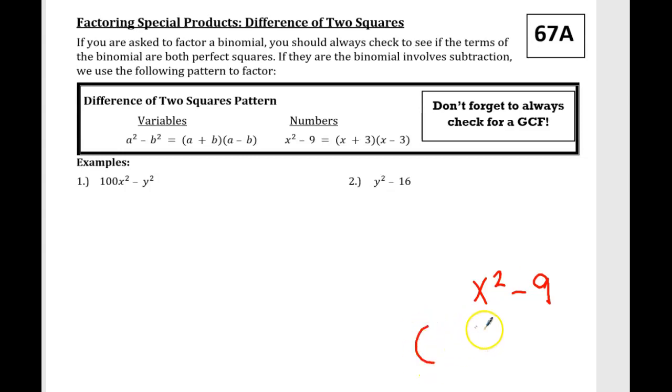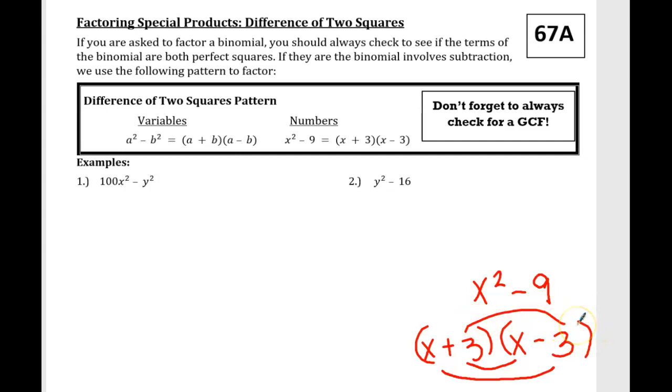So I can then take x squared minus 9 and factor it into x plus 3 and x minus 3. Notice you have the square root of x squared, which is x. That's your first term in each binomial. And then you have the square root of 9, which is 3. So you're adding 3 and you're subtracting 3. If you FOILed it, you'd have x times x is x squared. Your outer would be negative 3x and your inner would be positive 3x, so they would cancel out. And then you would have the minus 9 for your last.